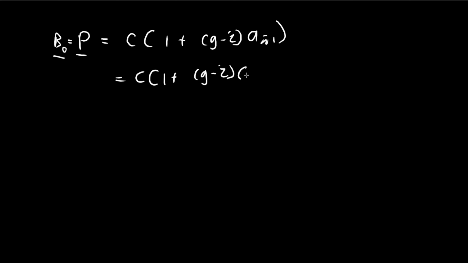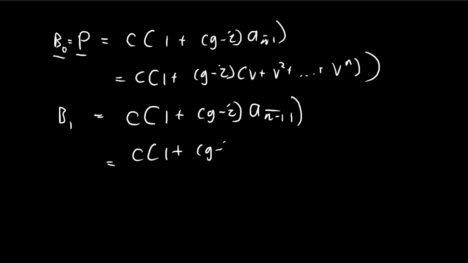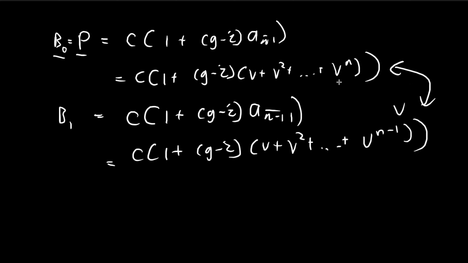I'm just going to write this out. And if we consider the book value at time 1, so it's not price anymore, it's essentially the same bond, but it's just that now it lasts for n-1 years. And if you write this out, you'll see that we get v plus v squared all the way to v to the power of n-1.